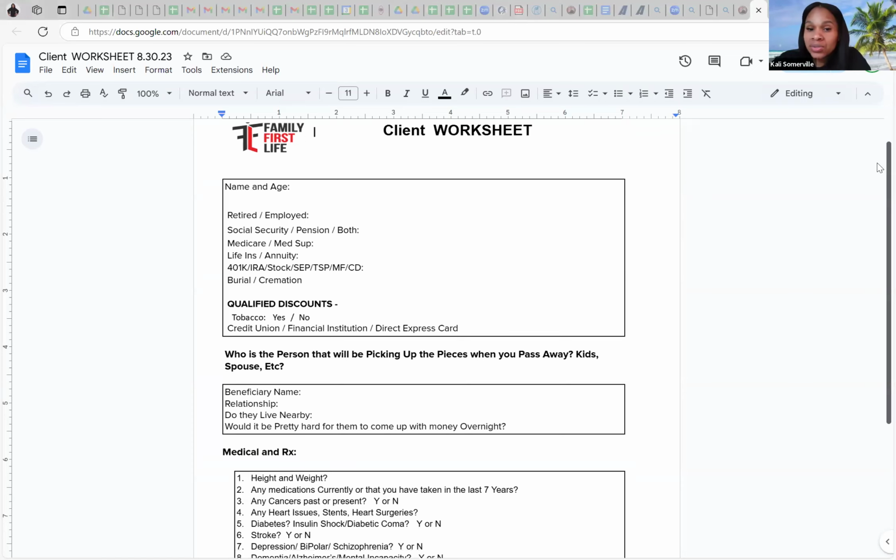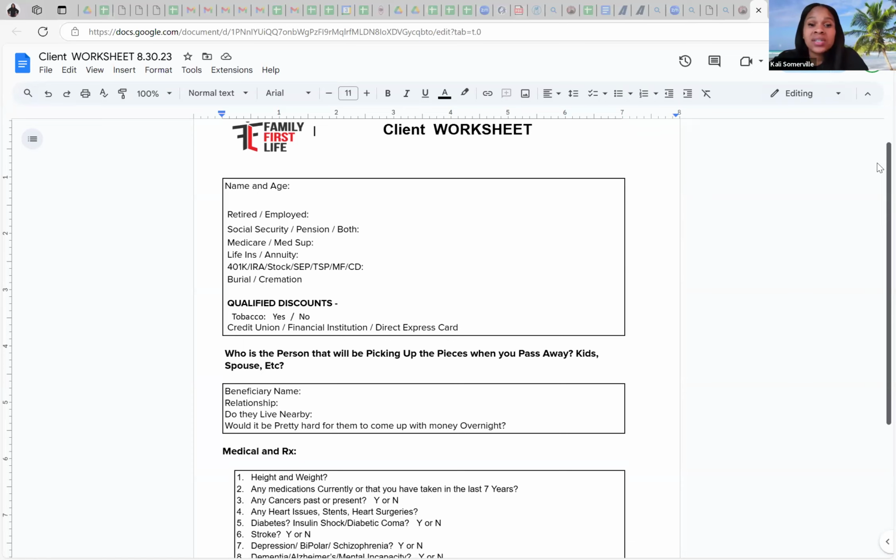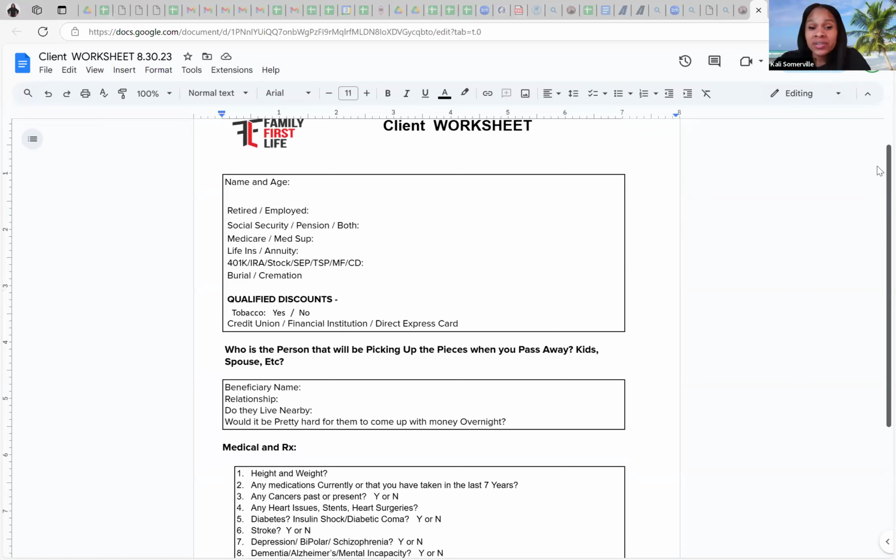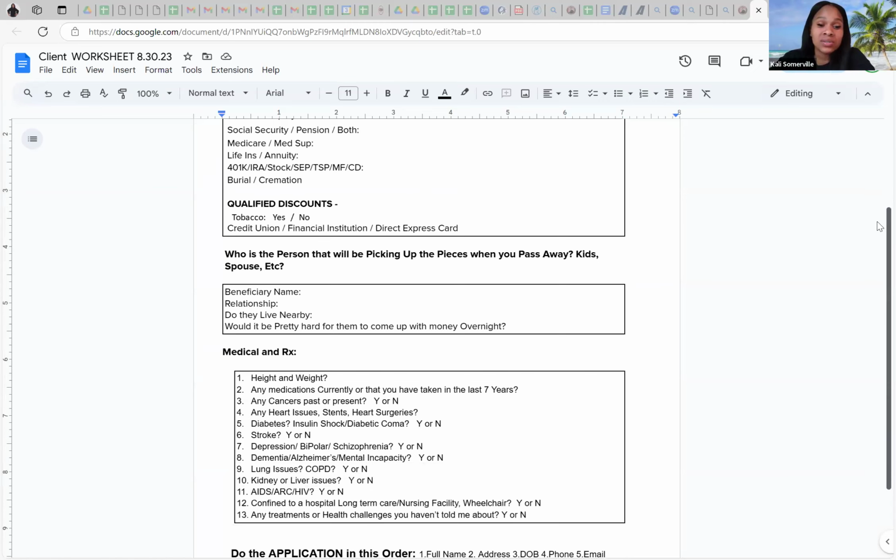All right. So you may find this client worksheet, and this client worksheet is for everything, right? It's asking the same thing, and I like it because it's in order. Name, age. Are you retired, working? Do you have Social Security, pension, or both? Medicare, Medicaid? Do you have any current life insurance, 401k, IRA, stocks, bonds, TSP? Everything is right here. A burial or cremation? This keeps you in line from the top to the bottom. So this is the client worksheet that everybody should be using.